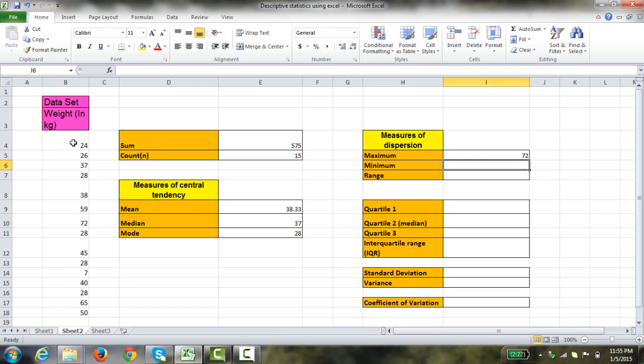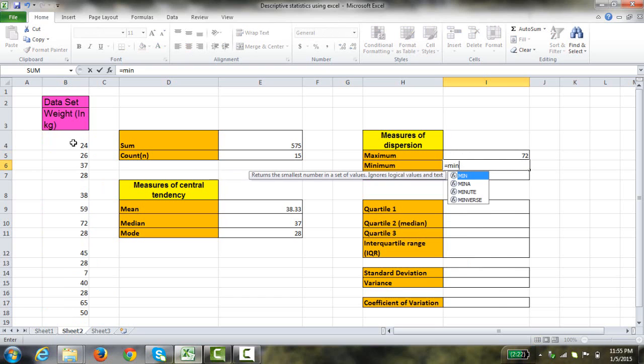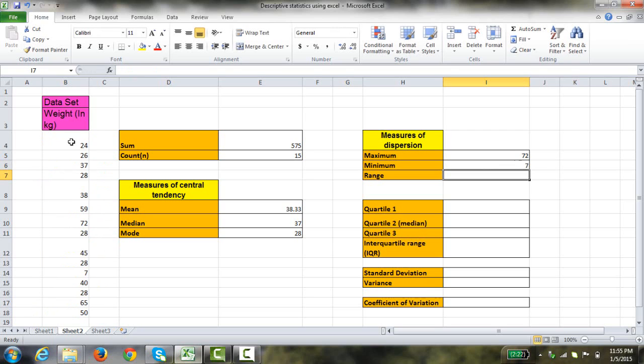Similarly, we can get the minimum value by using equal to the MIN function. Then we highlight all the sample observations and press enter. We will get the minimum value, which is 7.